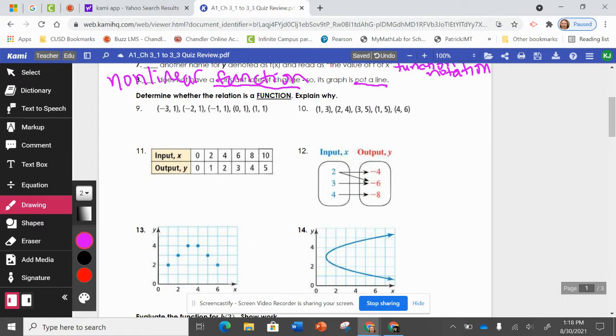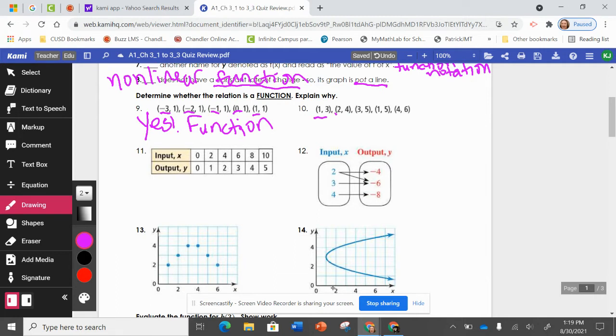Determine if the relation is a function. Explain why. So remember, if something is a function, we're looking at the x values and saying, do the x values repeat? Now, in an ordered pair, the x values are the first value in the ordered pair. We have -3, -2, -1, 0, and 1. Yes, this is a function because none of the x values are repeated.